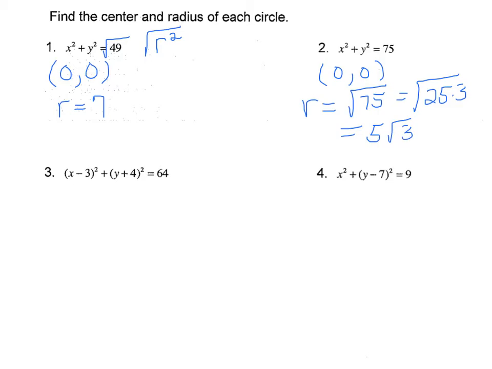All right, with that being said, let's go on to number 3. They give you the equation of a circle. In this case, x and y are not by themselves. They are accompanied by numbers. Remember what we said. Your center is the opposite of what's given in the equation. So in this case, my center is going to be a positive 3 and a negative 4. And my radius is going to be the square root of 64, which is 8. Let's do number 4. Here the center is going to be 0, positive 7. The reason it's 0 is because there's no number attached to the x squared. And my radius is, you're correct, 3, because the square root of 9 is 3.